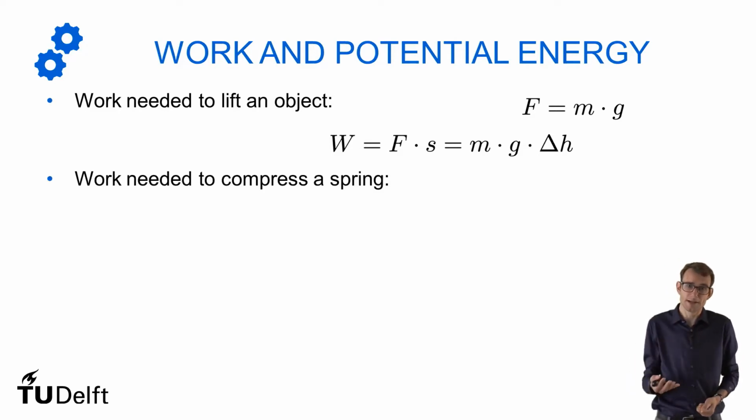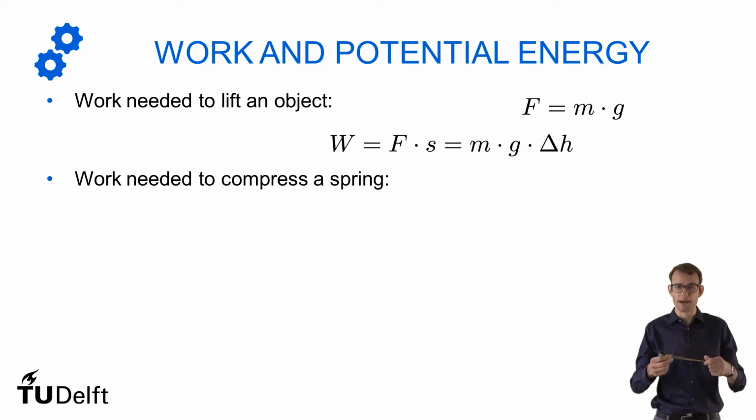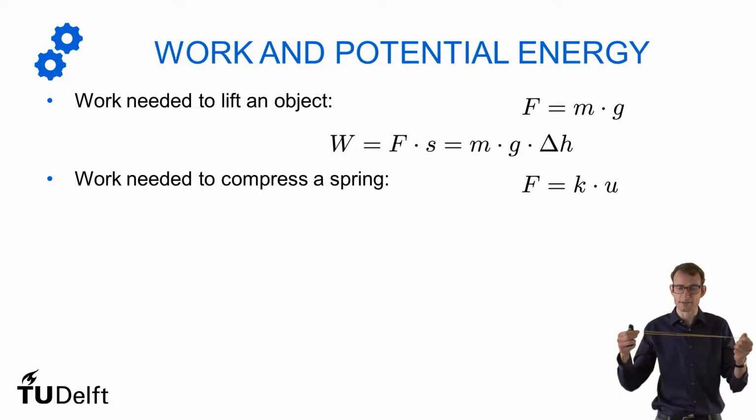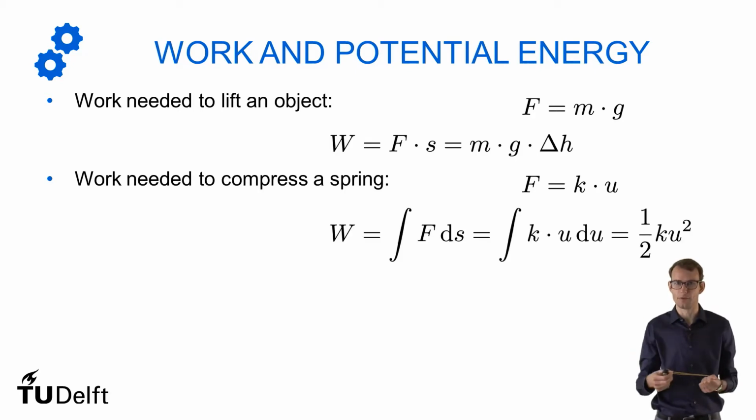For, say, a spring, on the other hand, the force is not constant. Or if you have, say, a rubber band, like I have here, if I want to pull the rubber band into some extension, right now the force is 0, but the further I pull, the larger the force becomes. This is described by Hooke's law, which states that the force is linear in the extension or the compression of the spring or the rubber band. Now, if I want to calculate how much work I need to do to extend this rubber band, I can't just multiply the force with the extension anymore. I need to integrate over the force.